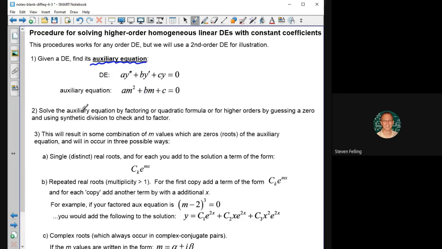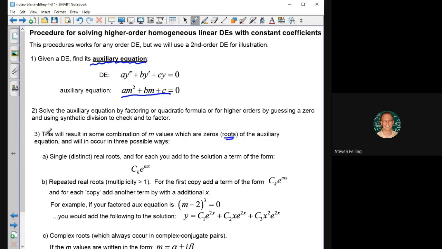Then what we do is solve the auxiliary equation by factoring if we can, or we resort to the quadratic formula if we need to, if it doesn't factor. Or if we have higher order terms, we can try things like factoring by grouping, or we can even try guessing a 0 and using synthetic division to check and continue factoring. So any way you can think of to factor polynomials, right? And that will result in some combination of m values for the auxiliary equation, which are zeros, which are also sometimes called roots of the auxiliary equation.